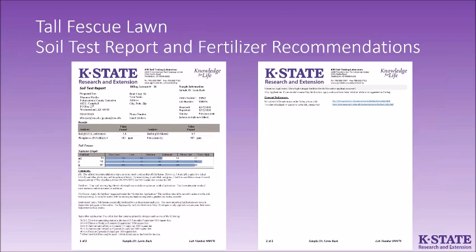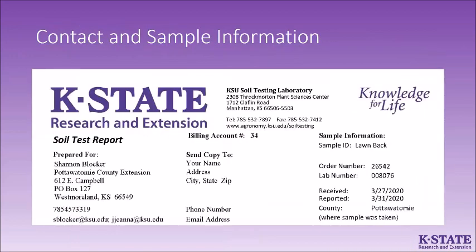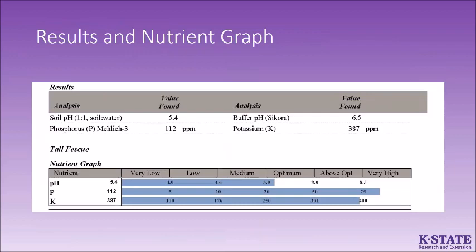A lawn soil test report looks very similar to the vegetable garden sample that we looked at earlier. All soil sample reports have the same sections, and lawn and garden samples will all have recommendations of fertilizer blends in the comments. This time we will look at the results of a soil sample called Lawn Back. This homeowner is growing tall fescue in his lawn. The pH and parts per million test results are listed here along with the nutrient graph. Do you notice anything different about this nutrient graph?